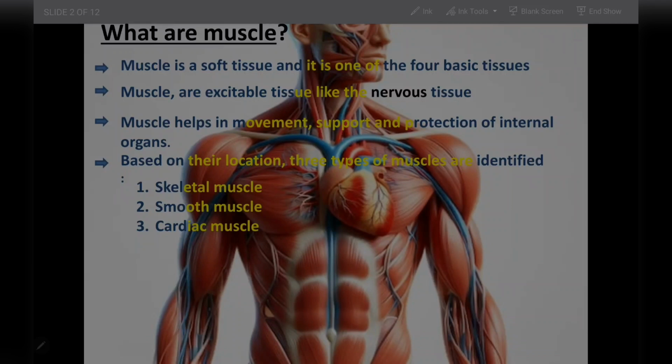So basically, what are muscles? Muscle is a soft tissue and it is one of the four basic tissues. Muscles are excitable tissue like the nervous tissue. Muscles help in movement, support and protection of internal organs. Based on their location, three types of muscles are identified: first, skeletal muscle, smooth muscle and cardiac muscle.